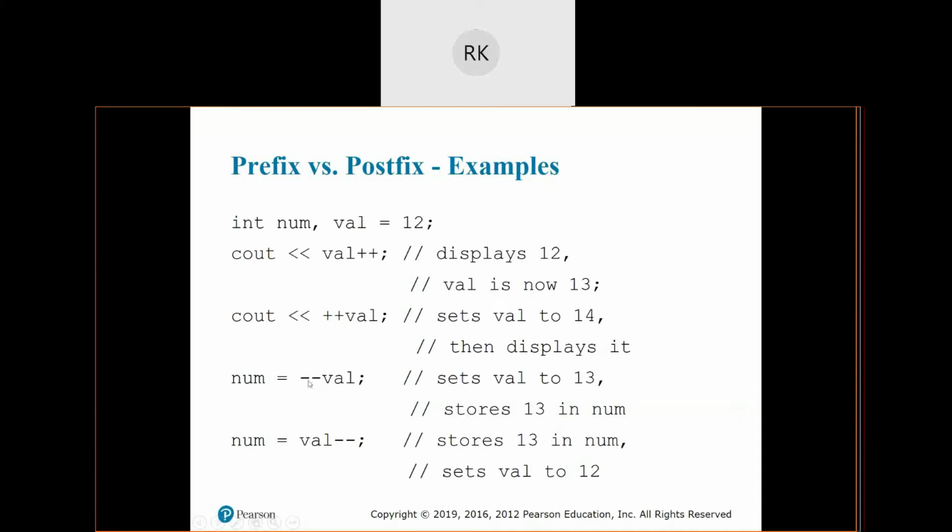The same goes for minus minus. So minus minus val, this time val will be decremented first. So the 14 will become 13, and then the 13 value will be assigned to num. Then num equal to val minus minus, but this time it is postfix. So the value of this one, which is 13, will be assigned to num and will replace the existing value, and after the assignment it will be decreased by 1 again and will become 12. I hope it's clear.